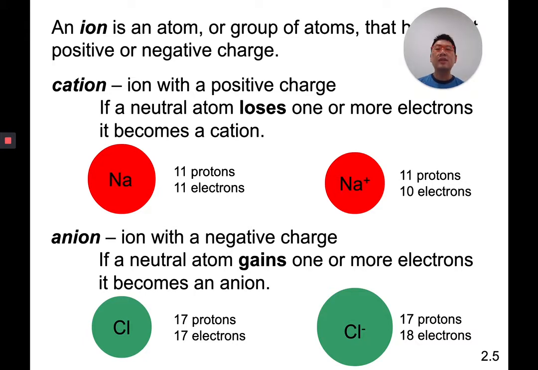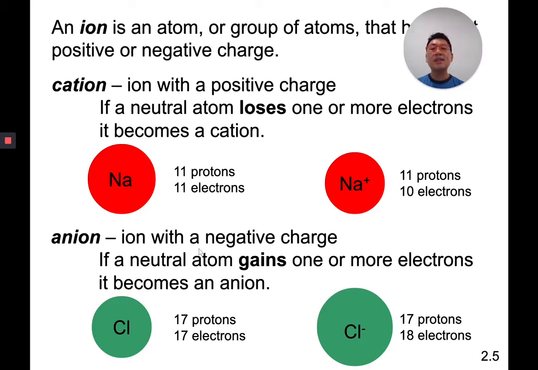And why in the world does it have a positive charge? If a neutral atom loses 1 or more of its electrons, it becomes a cation. We'll get to why it loses an electron, but a sodium atom has 11 protons, is element number 11 on the periodic table, and it has 11 electrons. If it were to lose 1 of its electrons, it'll have 10, meaning there are more protons than electrons, which makes it overall a positive charge. We represent that by putting a plus sign on the top right that says it's a positive charge.